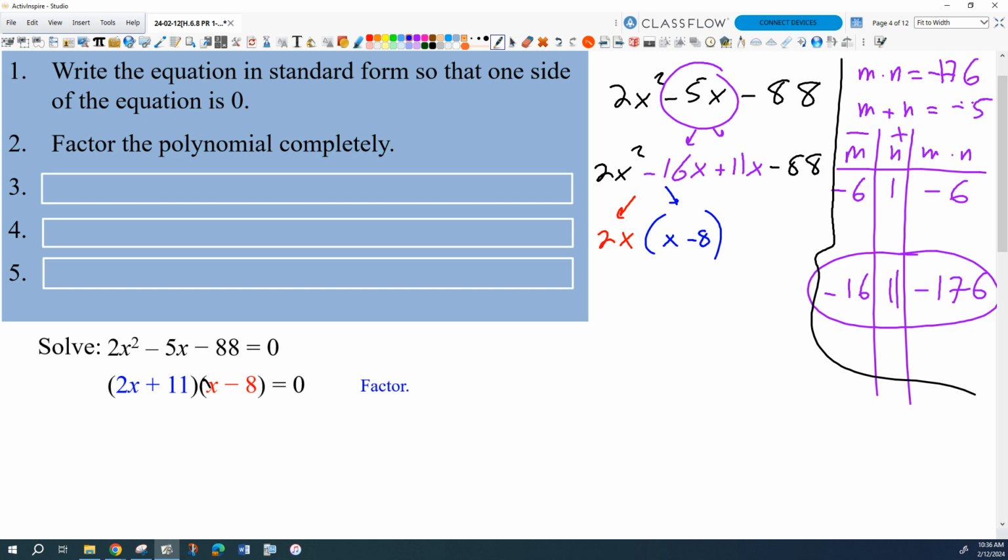Is there a chance factoring by grouping is not going to work? If you have the magic numbers, they'll work, right? If I find magic numbers, it's guaranteed to work every time. So we know it's going to work.